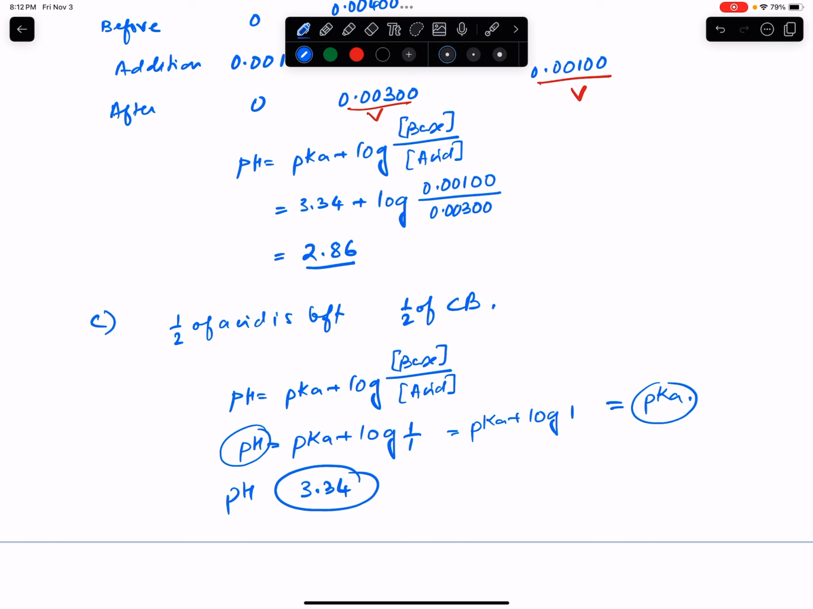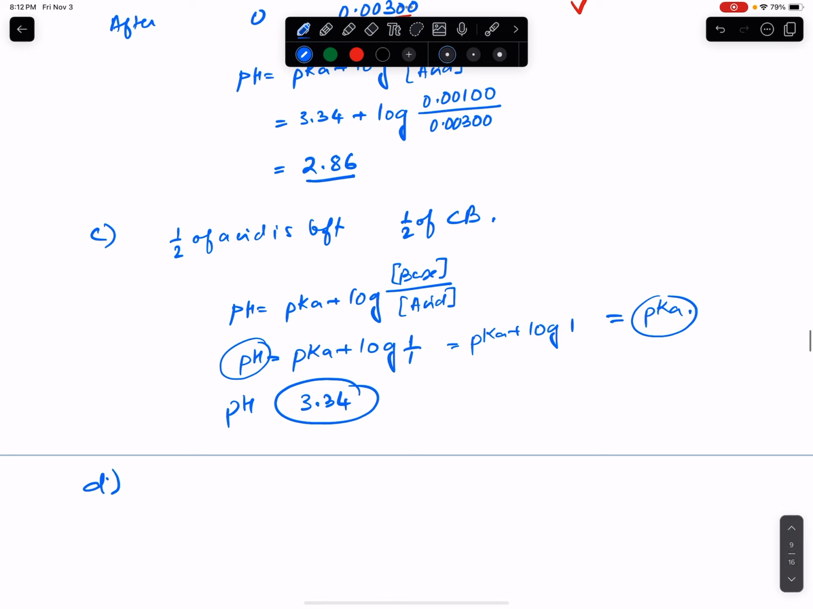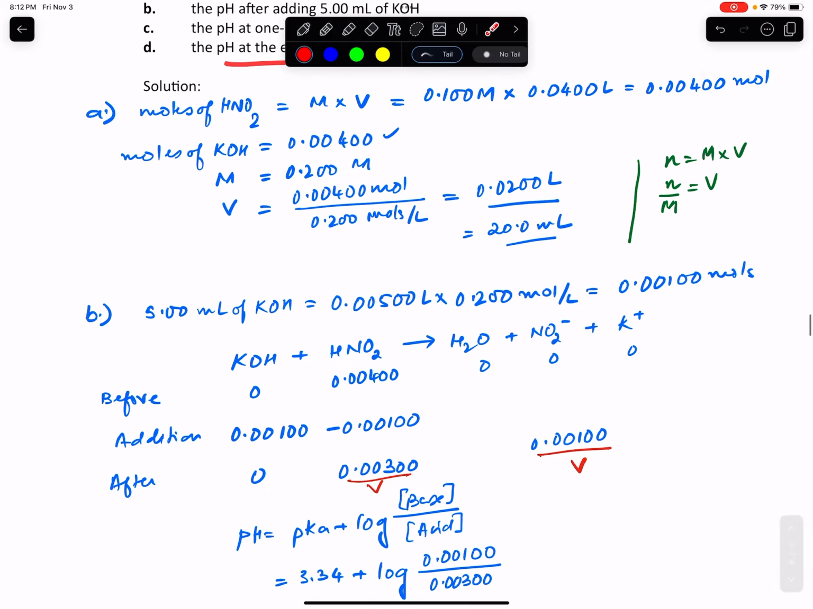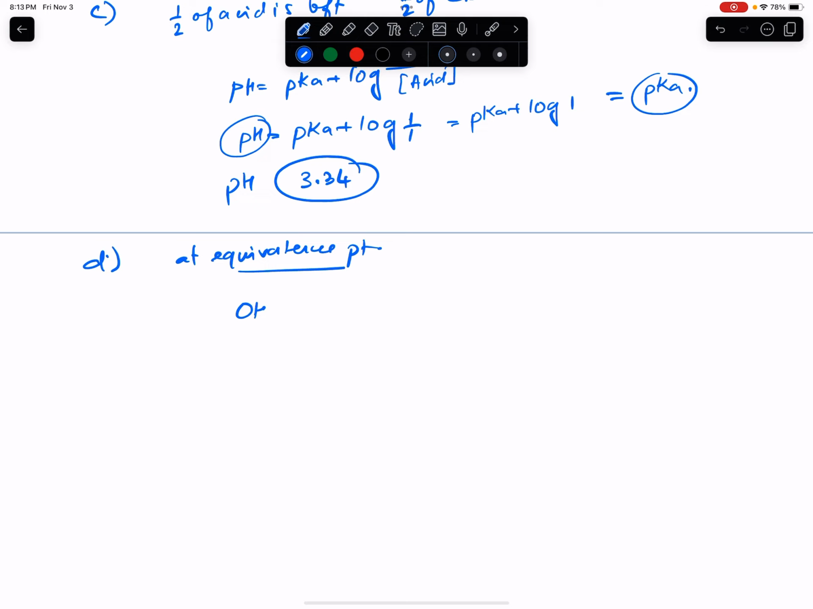Okay. Let's take a look at the last part, D. In D, it says, what is the pH at the equivalence point? For the pH at the equivalence point, we need to understand, let's write that down first, at equivalence point, what's exactly happening? Well, your base generated OH minus ions, and then you have the acid. And then you form water plus NO2 minus.